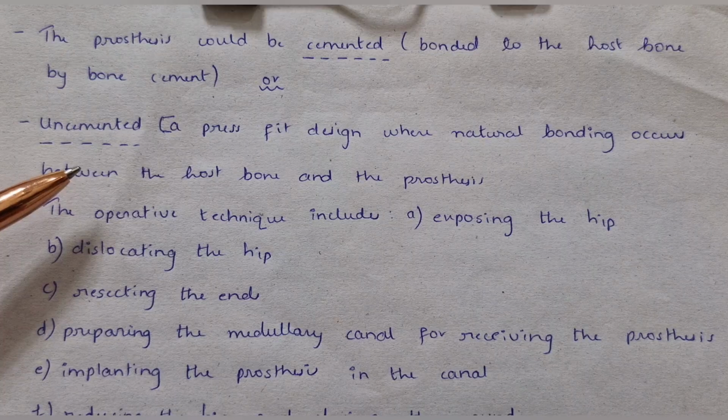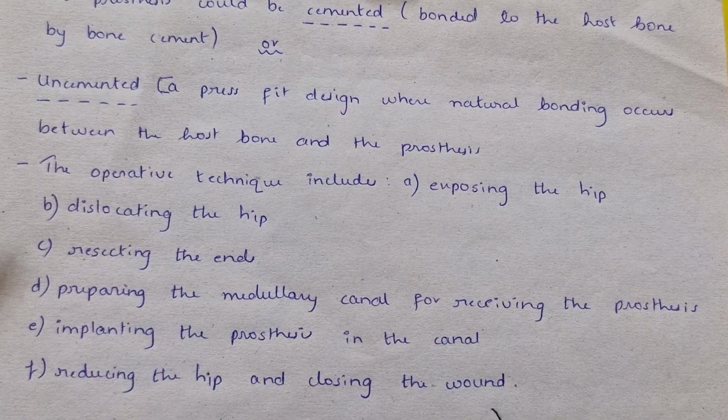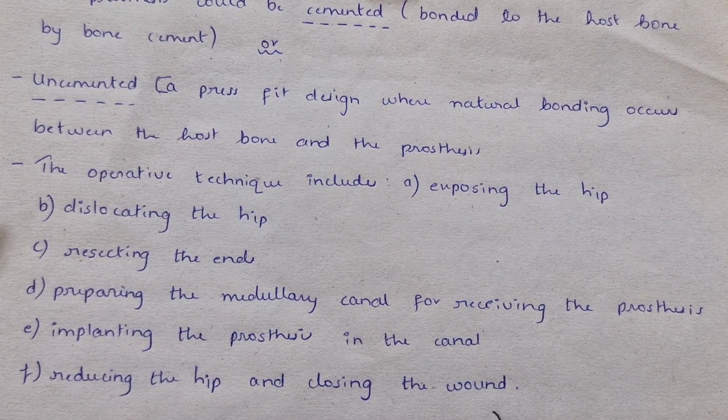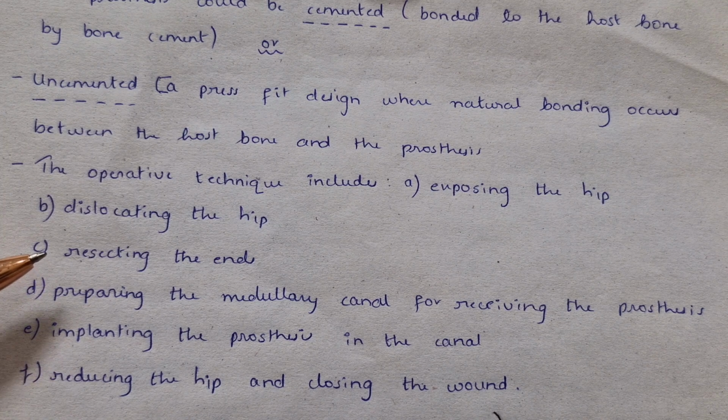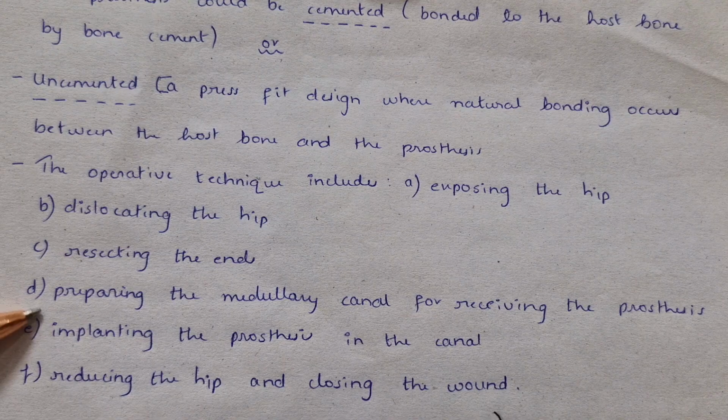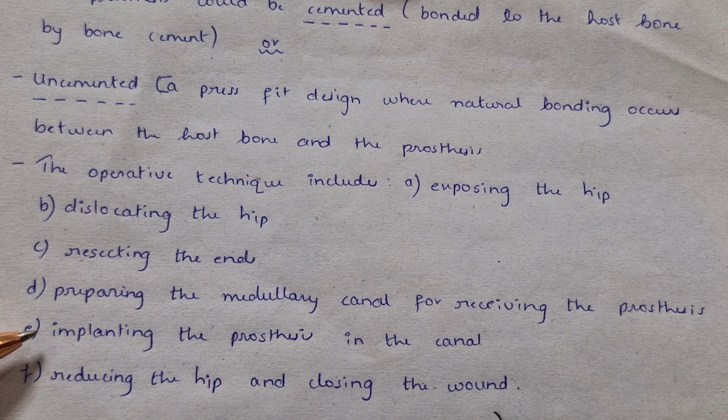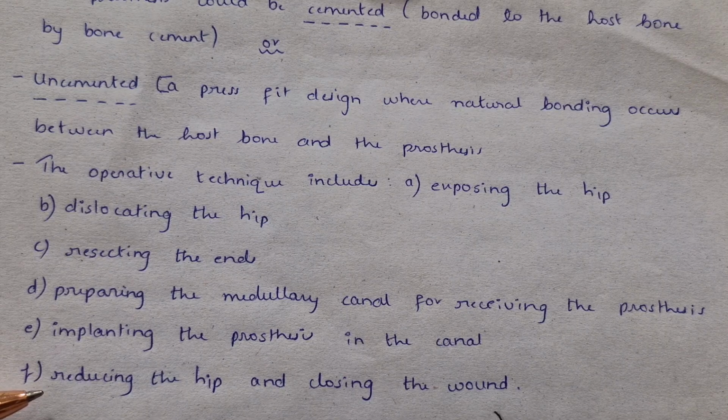The operative technique includes exposing the hip, dislocating the hip, resecting the ends, preparing the medullary canal for receiving the prosthesis, implanting the prosthesis in the canal, and reducing the hip and closing the wound.